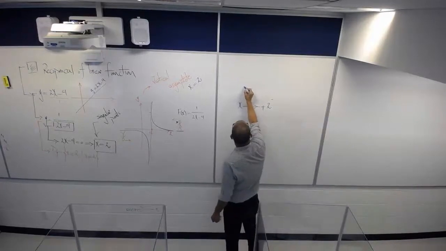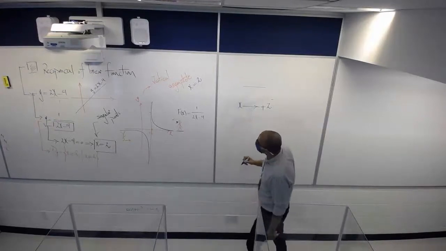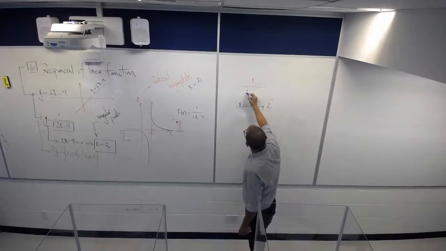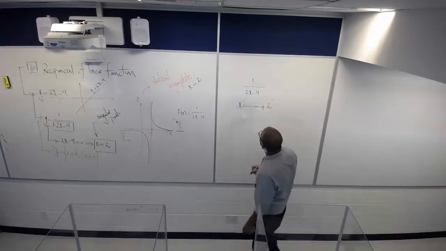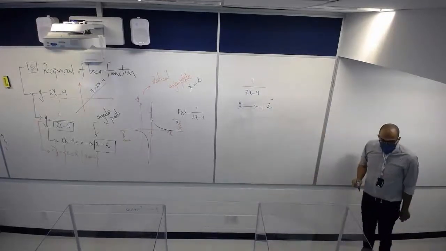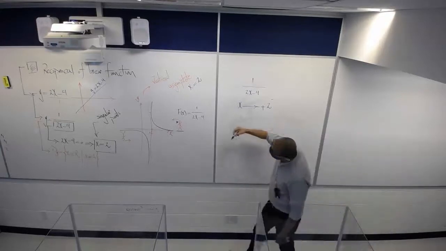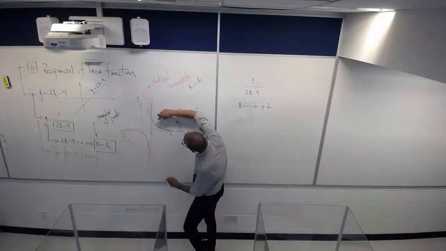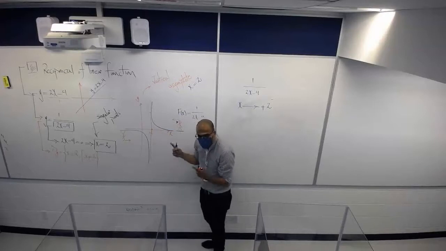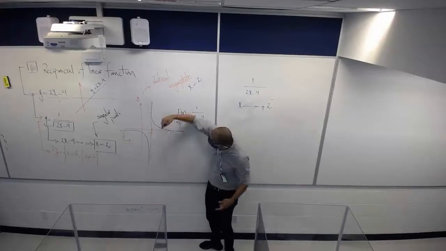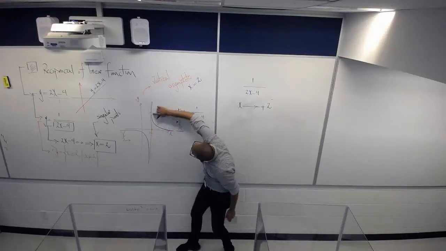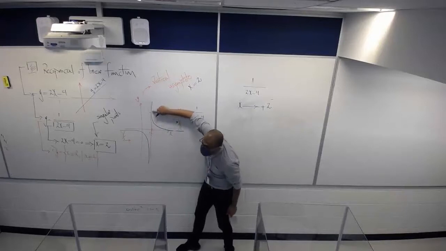However, I have my function also, 1 over 2x minus 4. Now, Ash, what do you see? When you walk towards that direction, your plan is to reach Calvin, but it seems that the more you walk towards Calvin, the farther away you get.